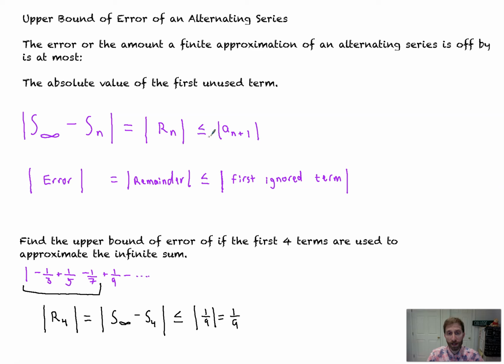And that's what this says here: the error is less than or equal to the n plus first term. So in this case, we use the first 4 terms. The n plus first term would be the 5th term. A little bit of grammar action there, which I'll correct for the notes. Sorry about the little grammar problem there. It happens from time to time. Okay, let's keep rocking and rolling.